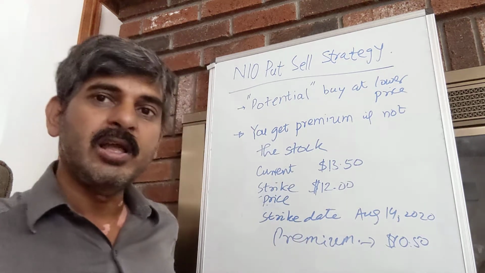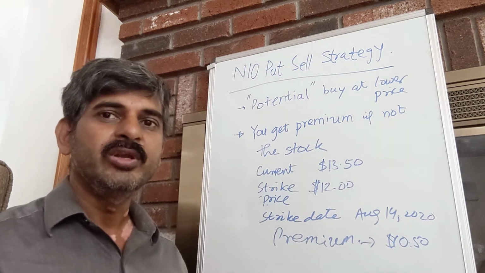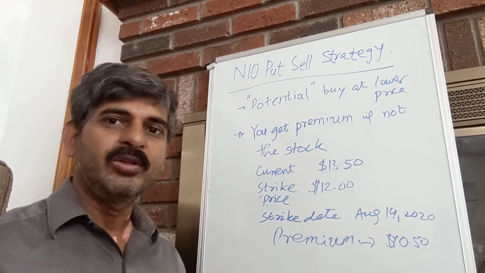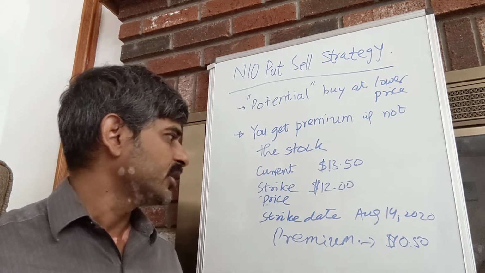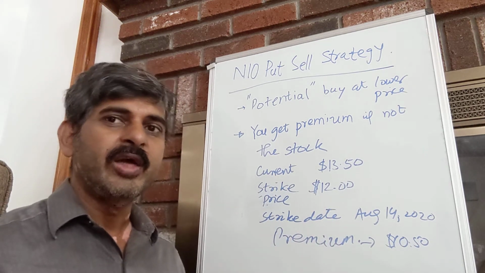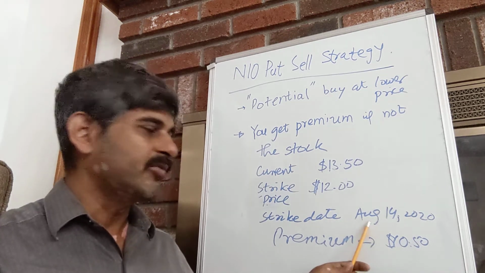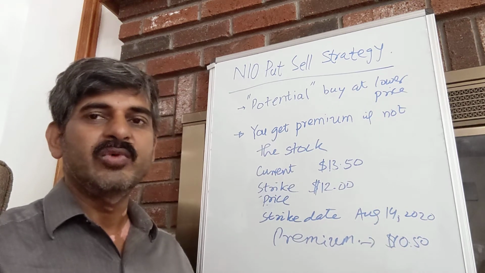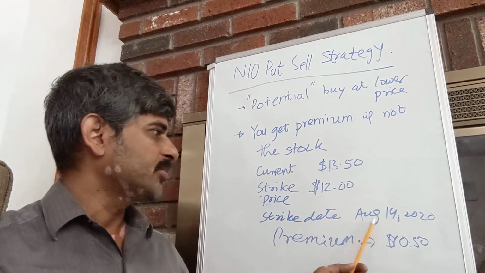The second variable is the strike date, and that also you need to choose very carefully, and you will know it once you start executing or working on these variables. You need to experiment. What is the best strike date? You could start with August 7, August 14, August 21, and so on and so forth. There are a few things to keep in mind.